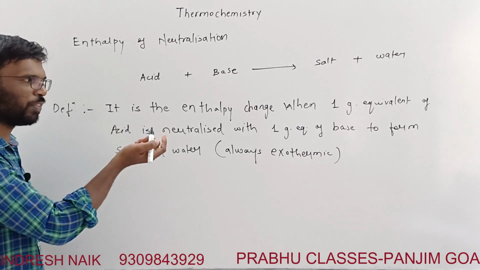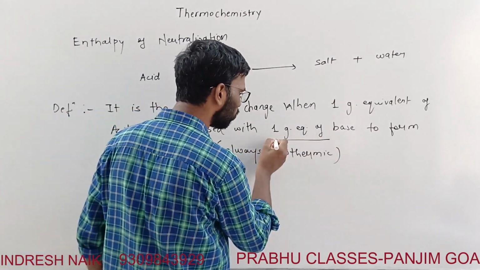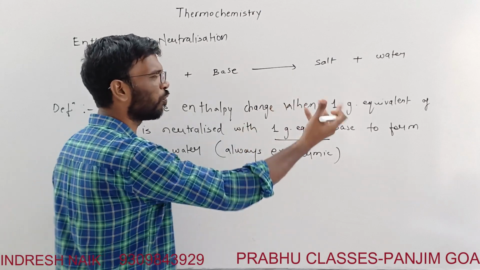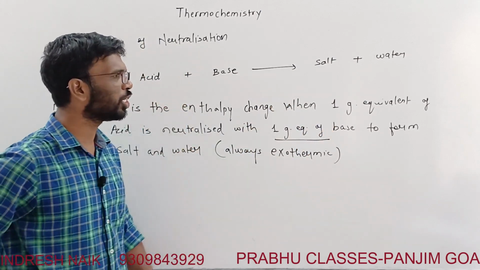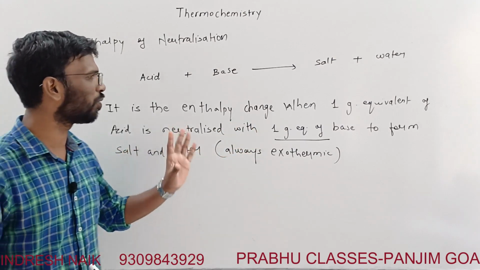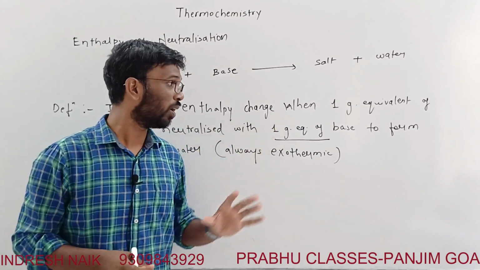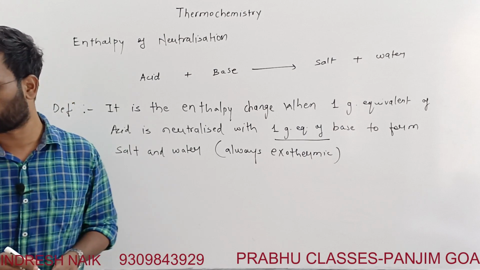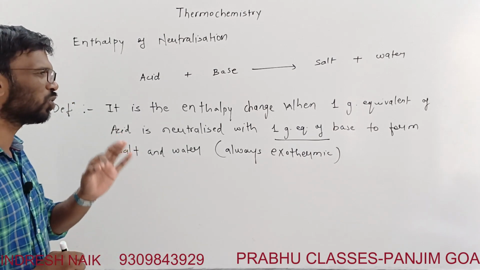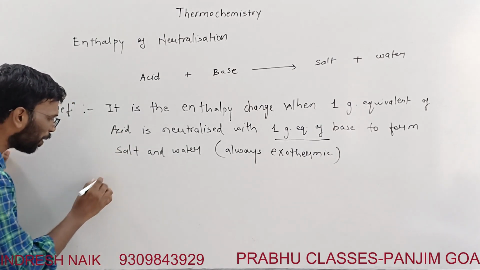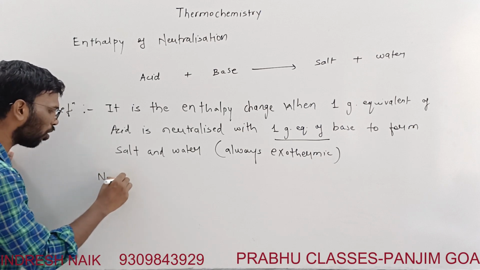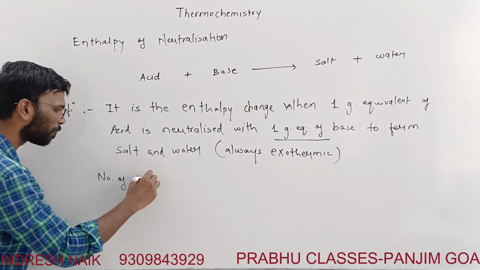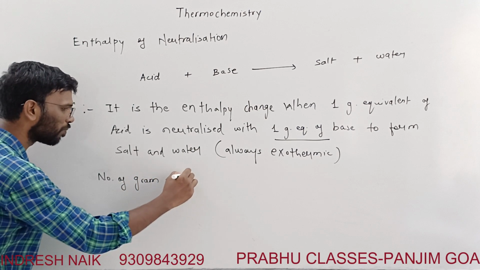Now we have to really understand or revise these things. What is 1 gram equivalent? It is the enthalpy change when 1 gram equivalent of acid is neutralized with 1 gram equivalent of base to form a salt and water. So first we'll understand what is 1 gram equivalent.